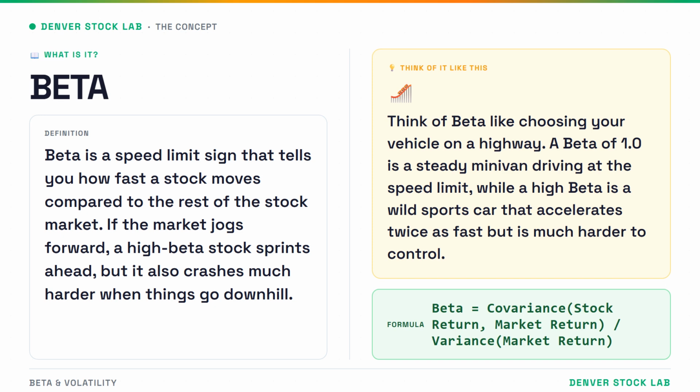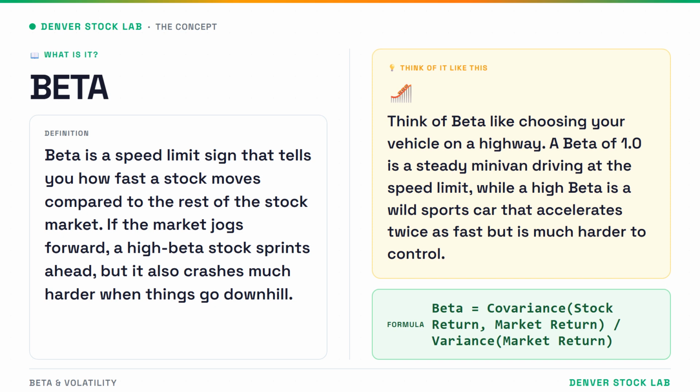If you want to know how the professionals calculate this speed limit sign, they use a formula. Now, do not worry. Your computer does all this math for you instantly, but understanding how it works will make you a much smarter investor. The formula is beta equals covariance divided by variance. Let us break those two scary words down into plain English.